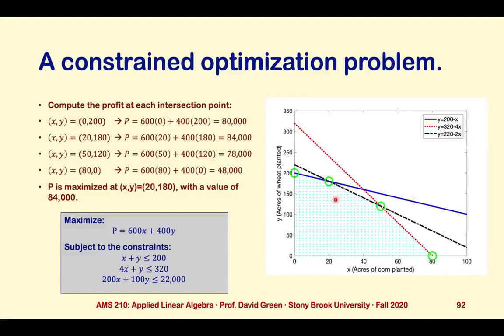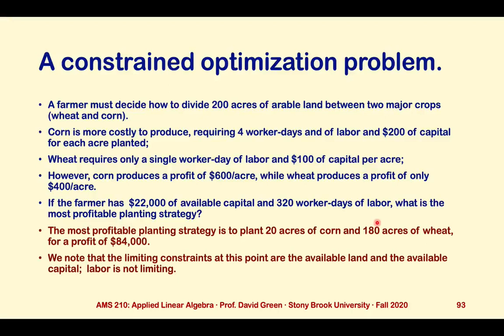What were the intersection points? It was the land line and the capital line, the blue and the black. Labor is not limiting. We can tell that land is one of the constraints by the fact that we are actually using it all up. We have 200 acres of land. More corn couldn't be planted because it costs too much to do so. Right? There's the labor available for it, but there's not the money to plant enough corn to have more.